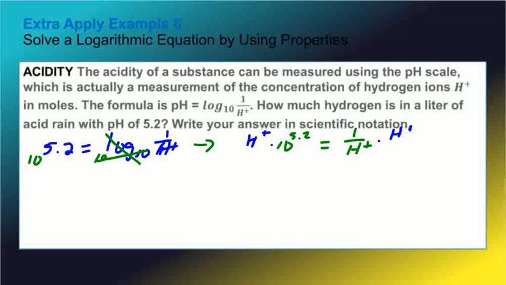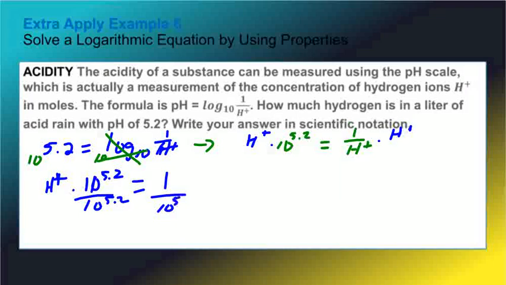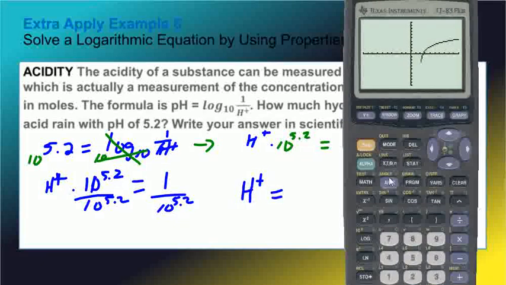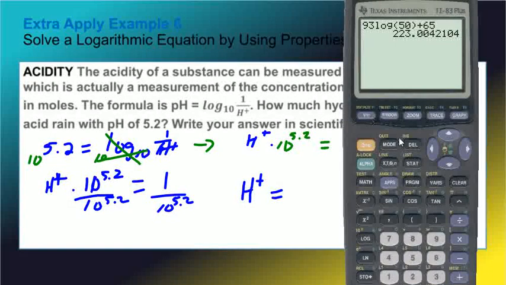Now I have H positive times 10 to the 5.2 power equals 1. To get H positive by itself, I divide by 10 to the 5.2 power. And H positive would equal, and in scientific notation, here's where we're going to use our calculator. So I'm going to go to 1 divided by 10 raised to the 5.2 power.